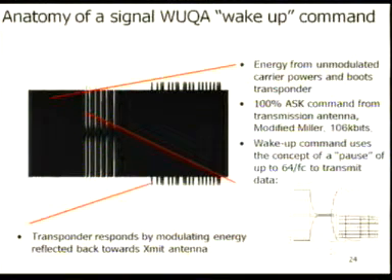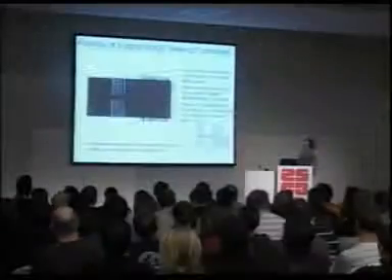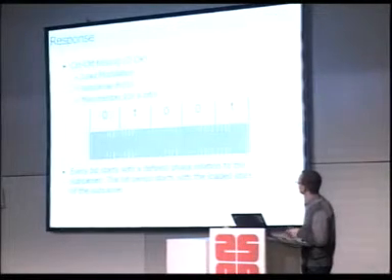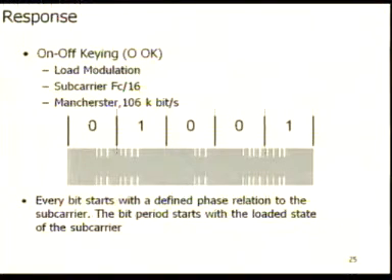Here we have the anatomy of the A protocol. Here is a completely different modulation scheme. It's 100% ASK modified Miller encoding, again at a 106 kilobaud rate. And here we see the response of the device. The response is on-off keying of the data that comes out. And it has the PUPI number and everything the same. And every bit starts with a defined phase relation to the subcarrier.